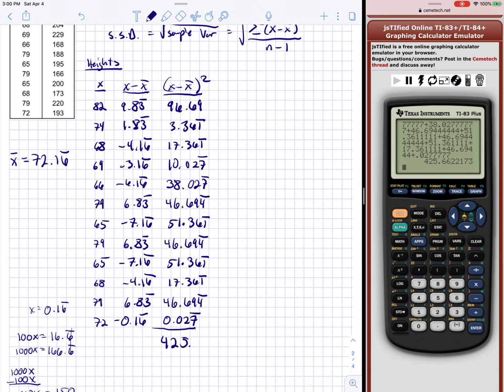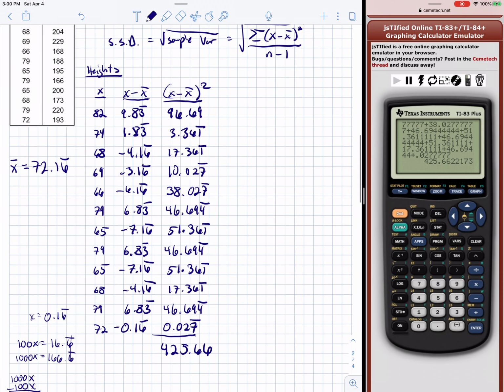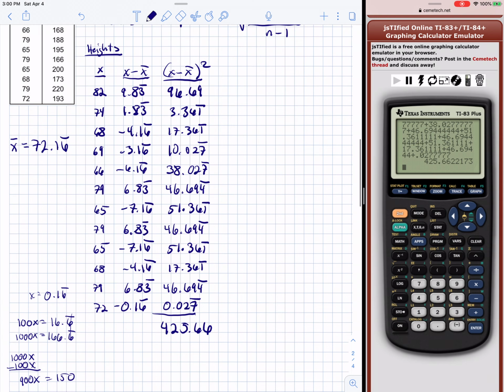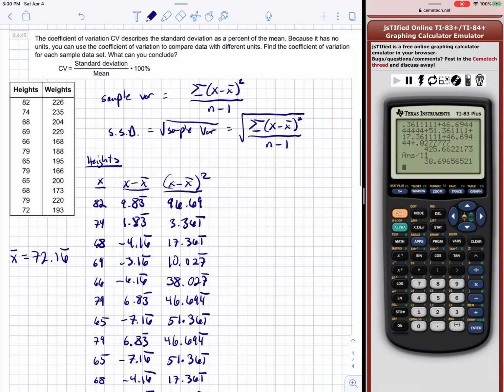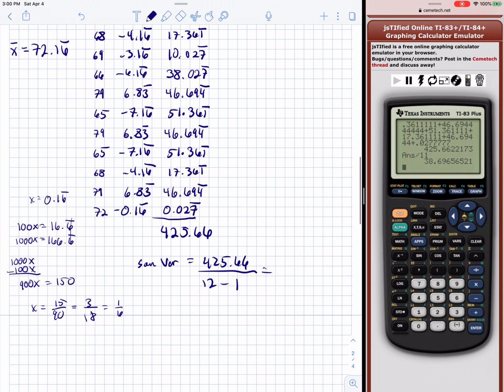Let's just go 66. All right, so we add all those up, we get this. Then for the variance, we want to say that divided by n minus 1. So again, for the sample variance, we're going to say 425.66 divided by 12 minus 1, so divided by 11. Did I do that right? No, that's square root. Yeah, I did the sum of the squares, n minus 1. Yeah, we're okay. So divided by 11 was, I'm going to say, approximately 38.7.